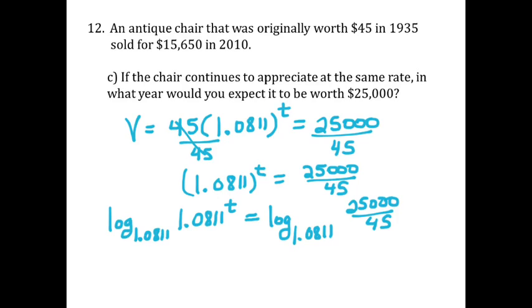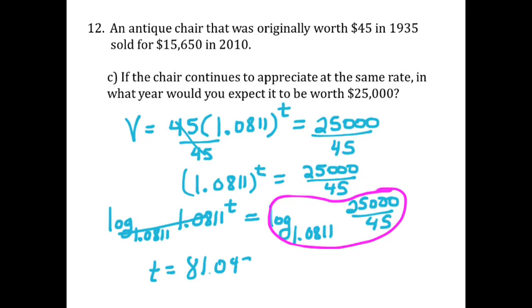So the log undoes the exponential here on the left, and t is equal to, and now we can go to the calculator and put all this in at one time, and we get that t is equal to 81.047 years. So that's how long it's going to take, but notice the question asked us in what year.